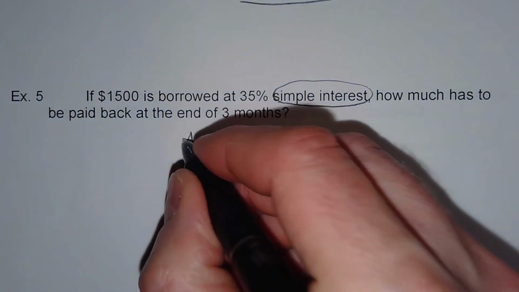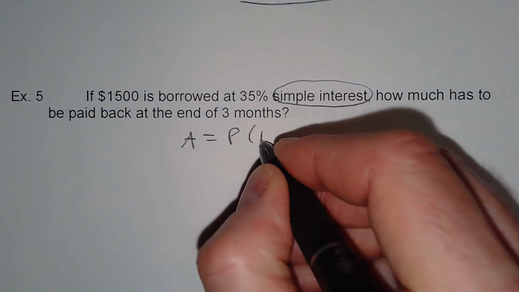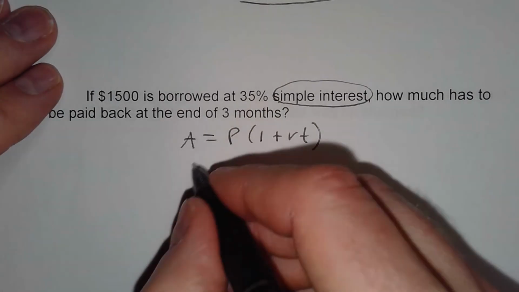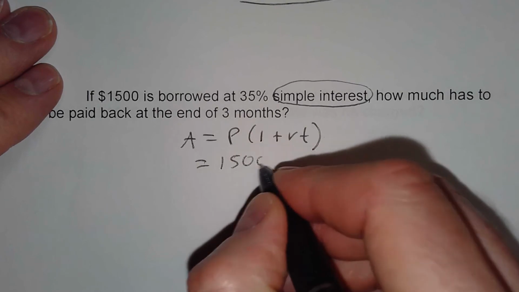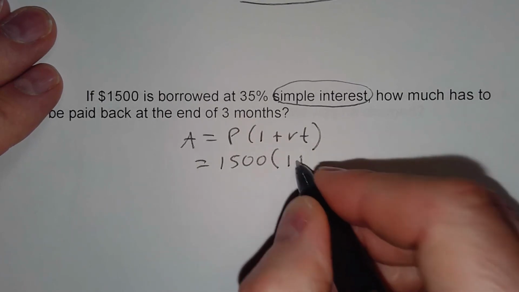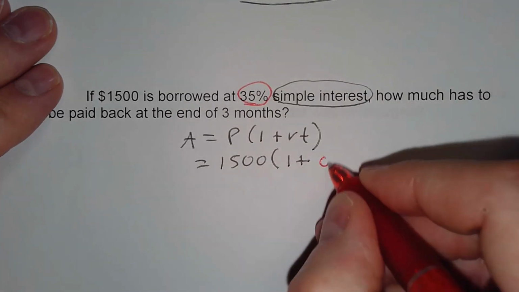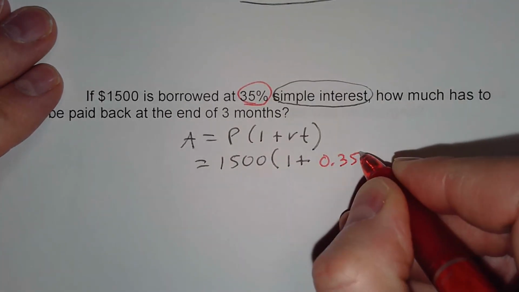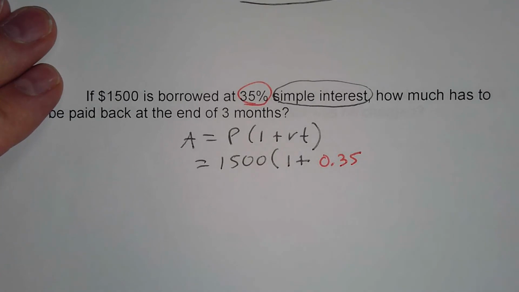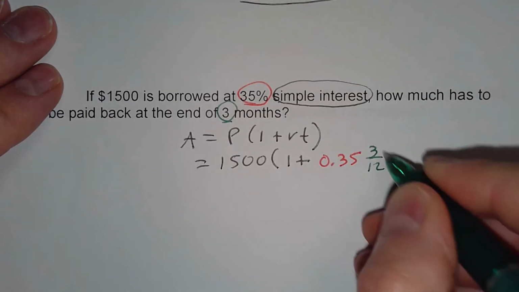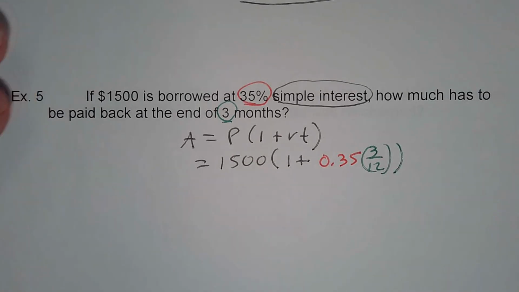So we have A equals P times 1 plus RT. P is $1,500. R, it's going to be 0.35. Time, well, this is in months. It needs to be years, so we're going to divide by 12. And then we're going to go and do the computation.